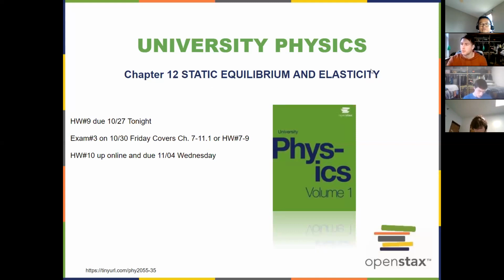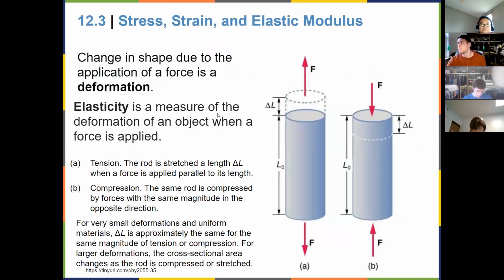This time we'll briefly go through elasticity. For most materials, if you apply force, say this is a one-dimensional material, very thin and long, you can apply force at the end, either stretching it or compressing it. Then the length of the material will change slightly. This change in shape due to application of force, we call deformation.